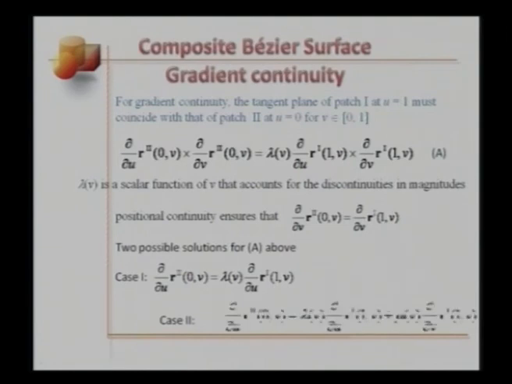And case 2, the first derivative of the second patch with respect to u at u equals 0 is a linear combination of the first derivative of patch 1 with respect to u and the first derivative of patch 1 with respect to v. The two scalars we use are lambda of v and mu of v. If you plug in this equation here, you will see that you get the right hand side.